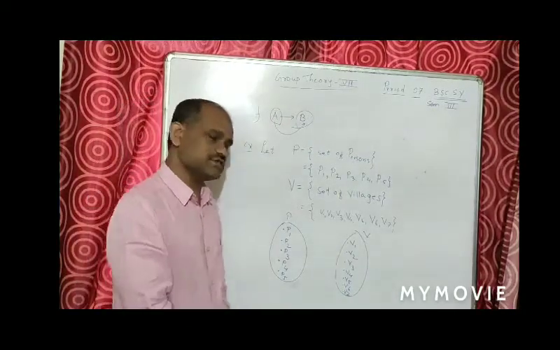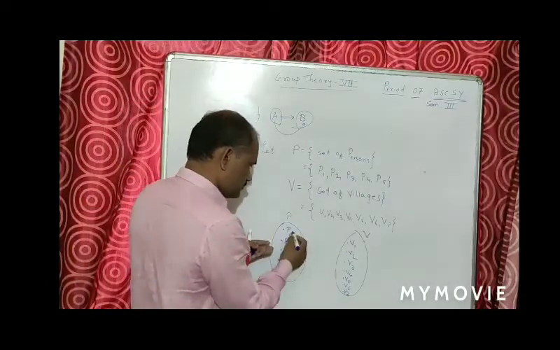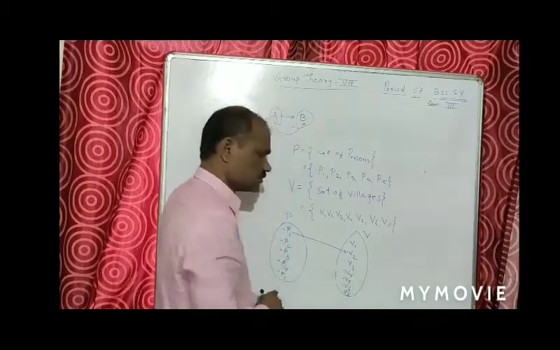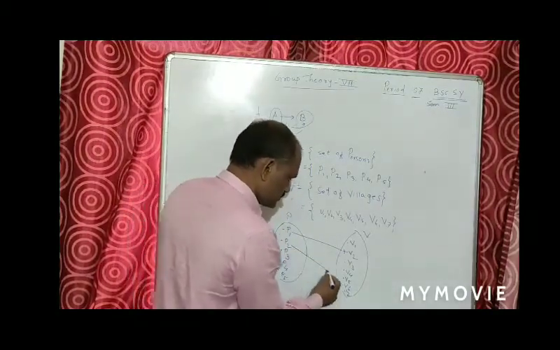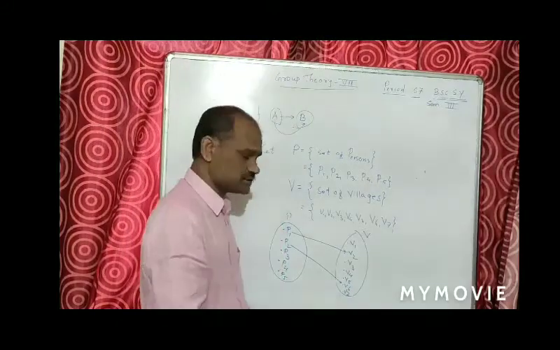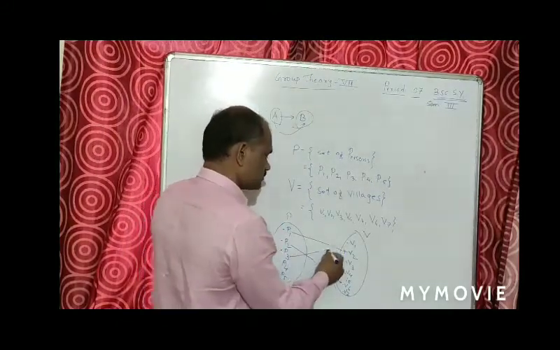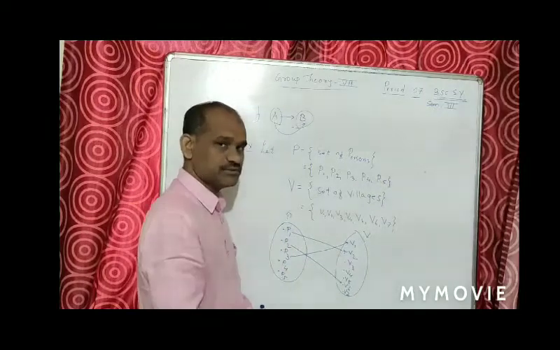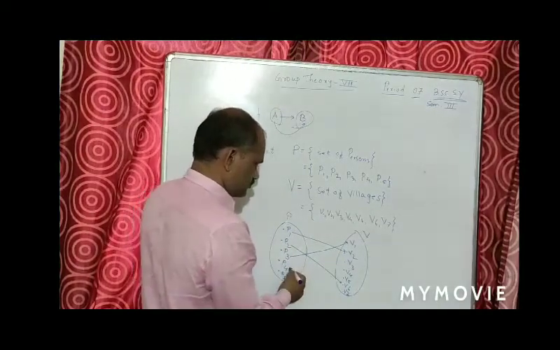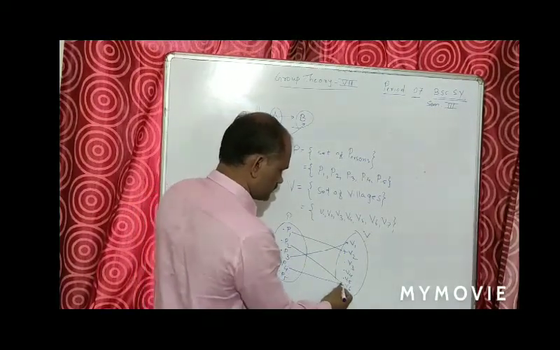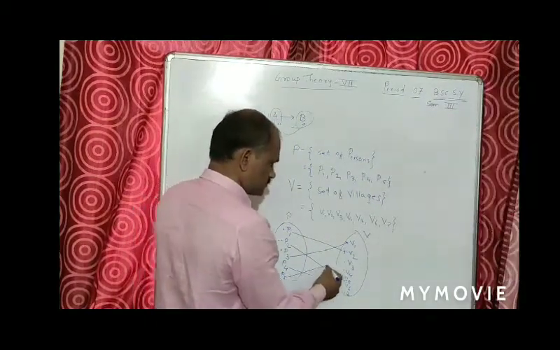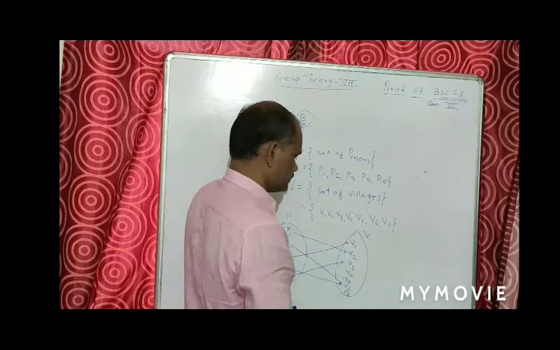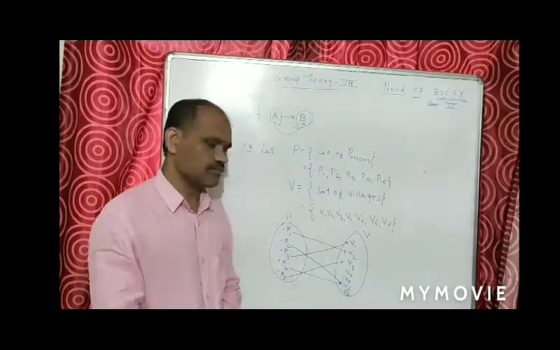So I consider that person P1 belongs to village V2, P2 belongs to village V6, P3 belongs to village V1, P4 belongs to village V6, and P5 belongs to village V3.